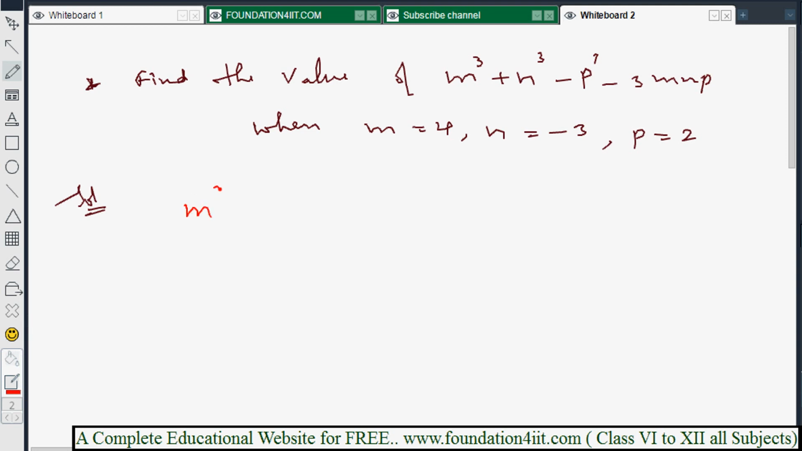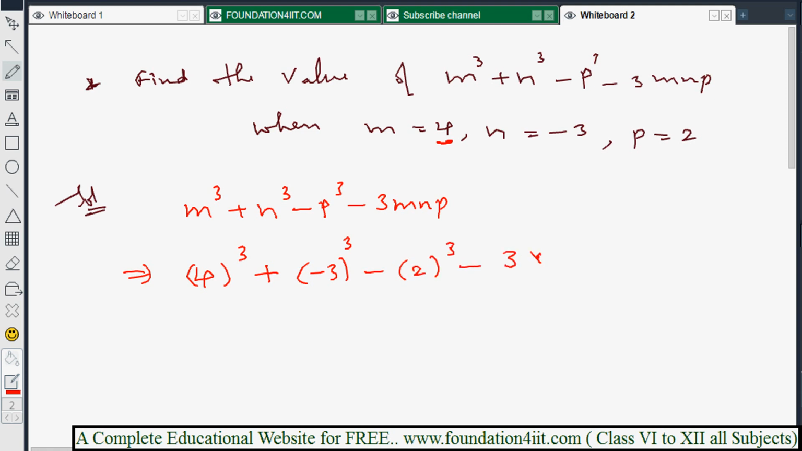That is m cube plus n cube minus p cube minus 3mnp. Now when you substitute, m value is 4. In the place of the variable, we need to substitute that number. So 4 cube plus n value is minus 3. Negative value is coming, so keep the bracket, minus p is 2 cube, minus 3 into m, n and p. In algebra, we need to multiply all the variables. When writing, no into symbol or dot symbol also means multiplication. n is minus 3 and p is 2.